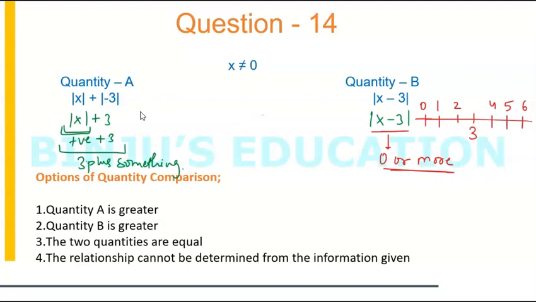For example, if you take x to be minus 10, then this becomes 13. And this here becomes mod of minus 10 minus 3, and this is again equal to 13. So quantity A and B can be equal also. If the value of x is negative, then they both can be equal. Or if you have certain positive values, then quantity B will be less than quantity A. So do I have a specific relationship between the two? No, we don't. So your answer is simply 4 or D, that is, the relationship between the two cannot be determined.